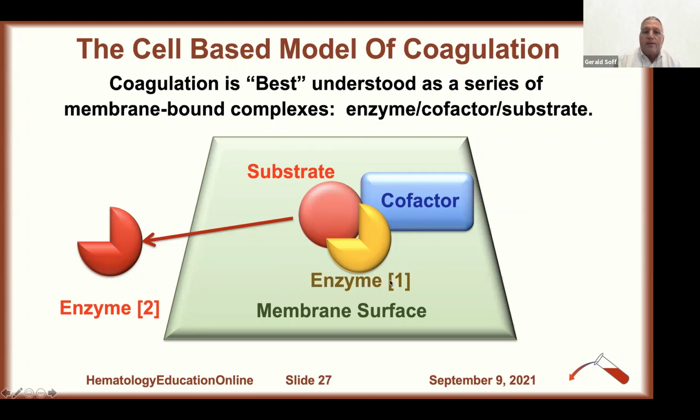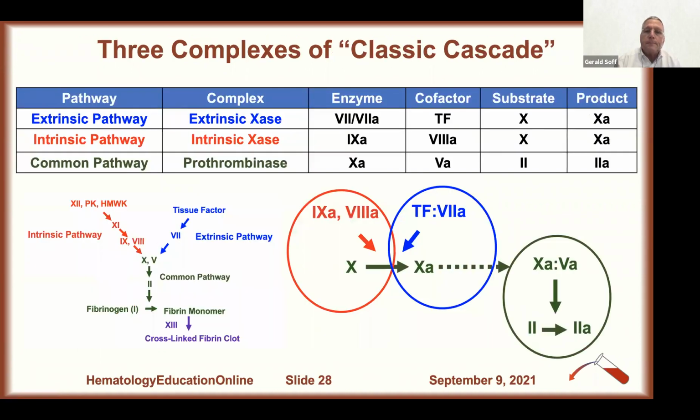And I call this enzyme 1 because it cleaves the substrate, which becomes a new enzyme, enzyme 2, and that will then work at the next stage of the clotting system. So we're going to talk about this a little bit. And here are 3 enzyme complexes that represent what's actually happening in key stages of the coagulation system.